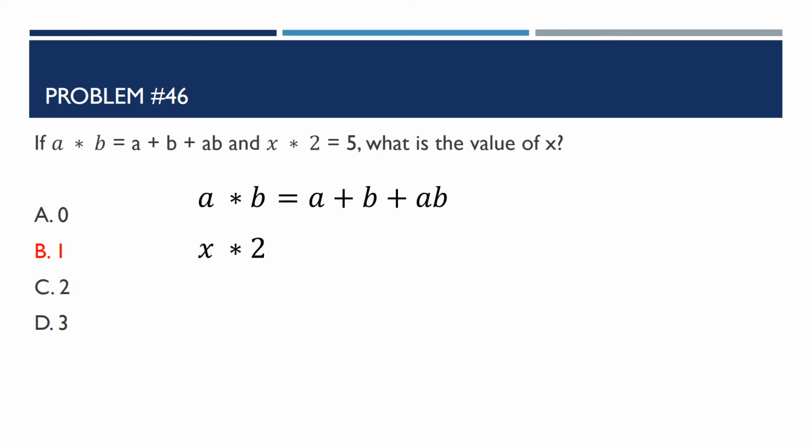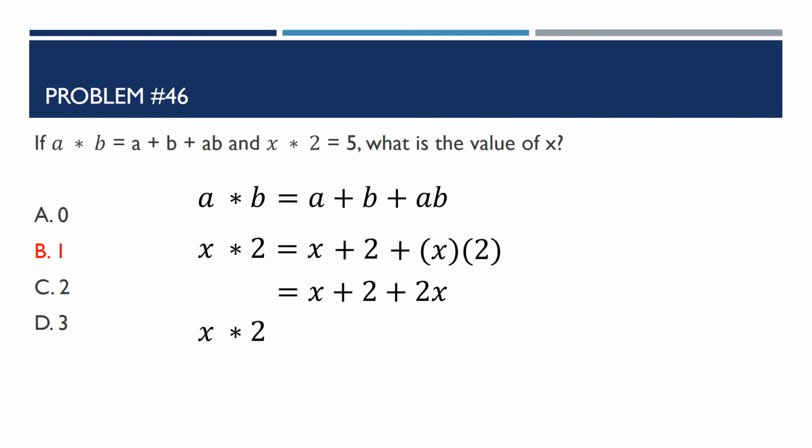So we are going to look for the X star 2 based on the given rule for the binary operation on top. So here it's A plus B plus AB. So the A here is X, plus the B, it's 2, plus the AB or the X times 2. So let's simplify. It's X plus 2X, and combining like terms X and 2X, the X star 2 will be 3X plus 2.